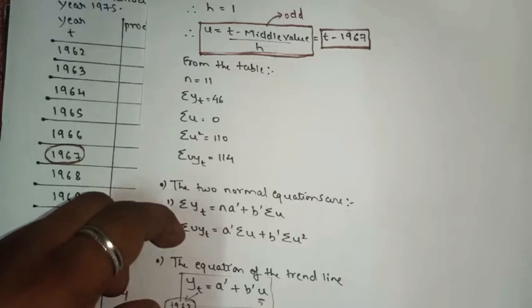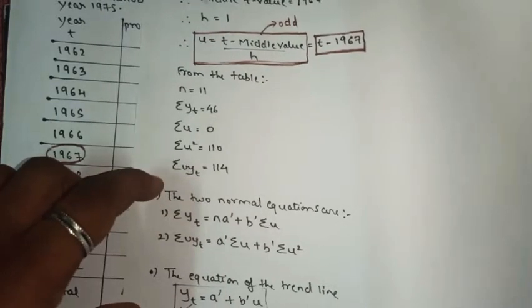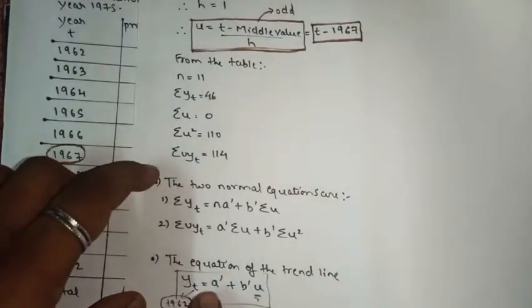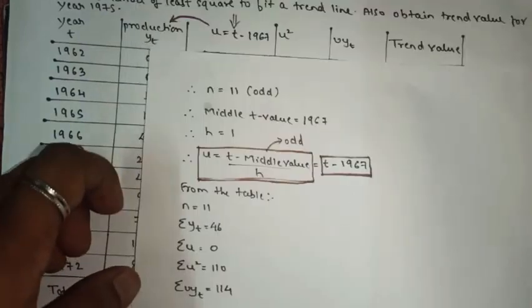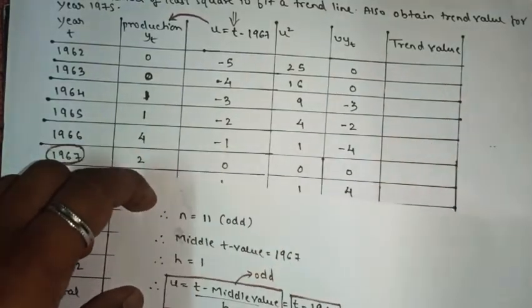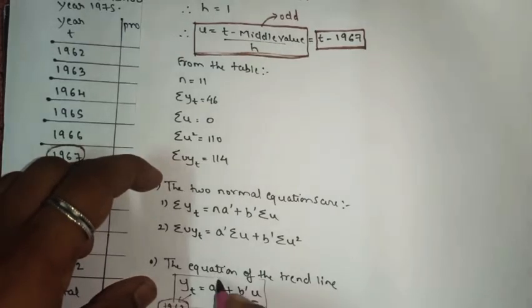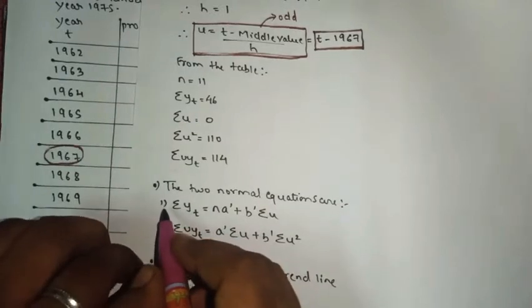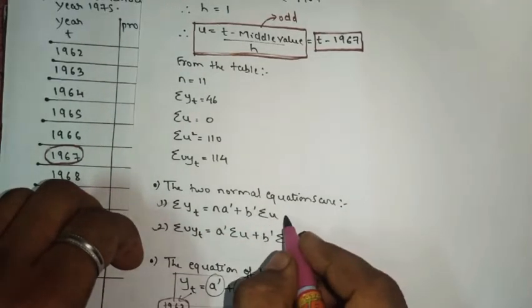you require the values of a dash and b dash. Without knowing the values of a dash and b dash, you cannot find the trend value for each and every year. So the first step is what? You have to find the values of a dash and b dash. So here we have two normal equations. So you have to use the first one.